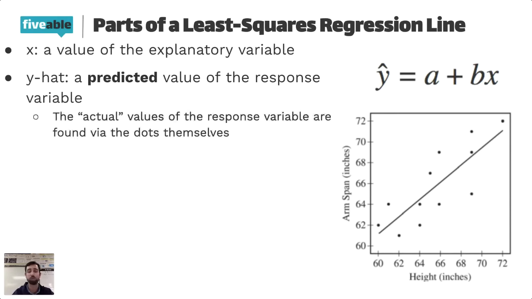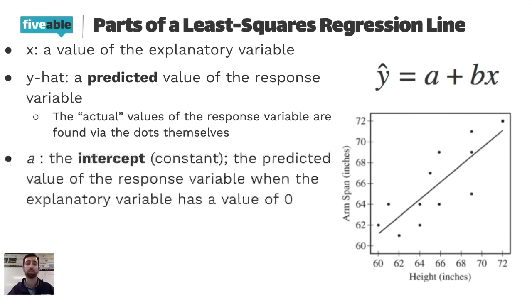The actual values are the dots. So we don't have an infinite amount of actual values. We only have what is plotted there. A represents the constant, or the y-intercept, as most of you remember from Algebra 1, and it's the predicted value. A lot of students forget that when writing responses. When I'm going through my tests, especially this test, this is what kids forget the most: predicted.